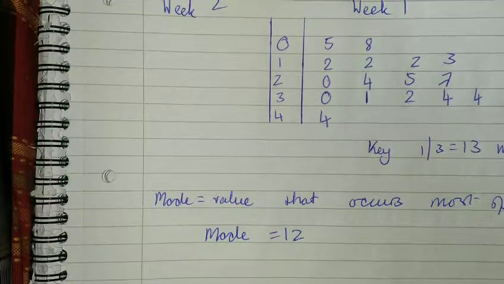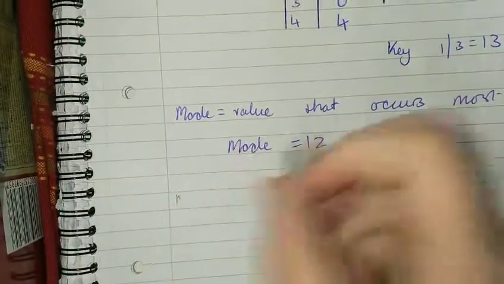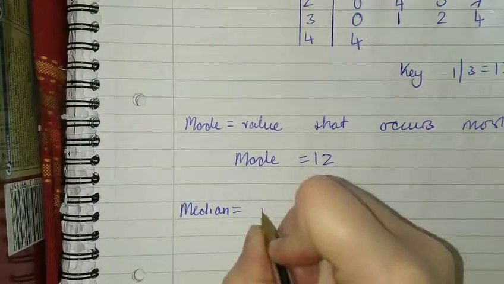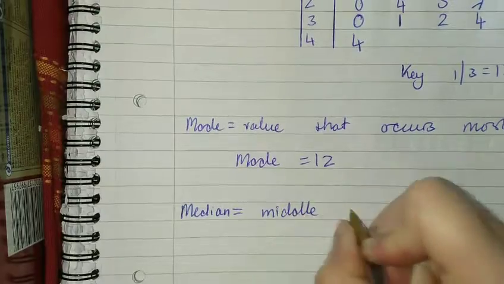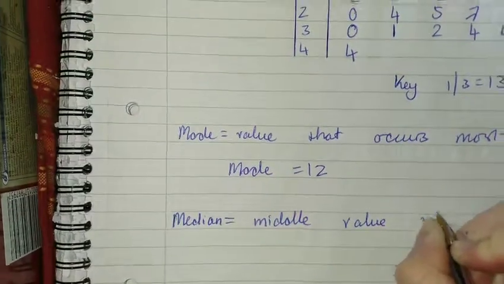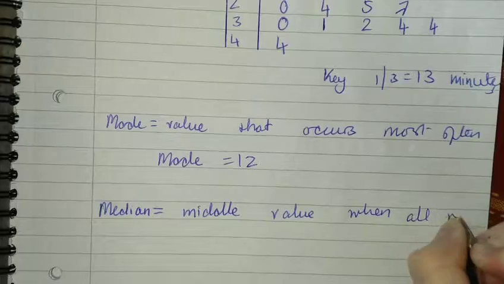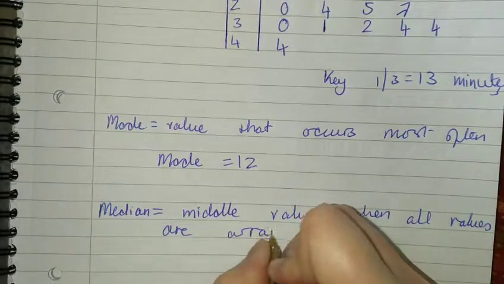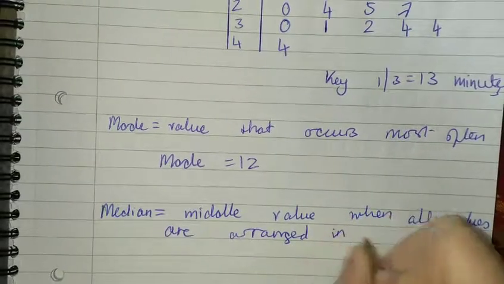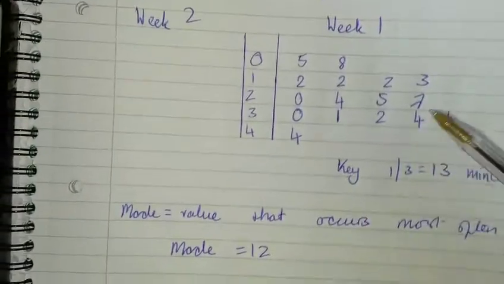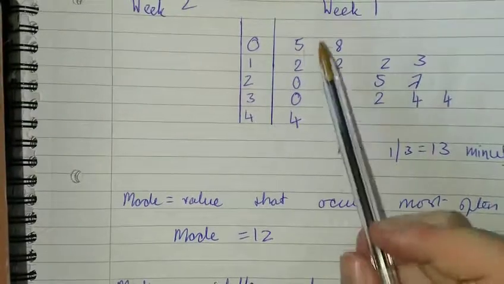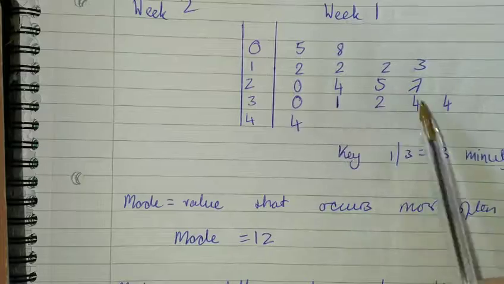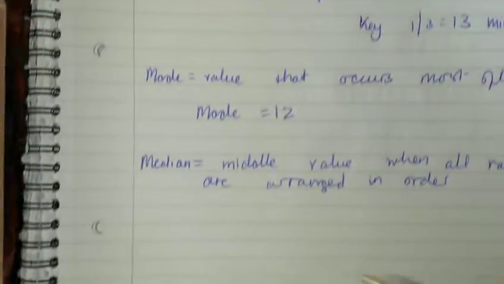So the median is the value that occurs in the middle. Median is the middle value when all the values are arranged in order. Our values are already arranged in order. So if we count 1, 2, 3, 4, 5, 6, 7, 8, 9, 10, 11, 12, 13, 14, 15, 16, we have 16 values.